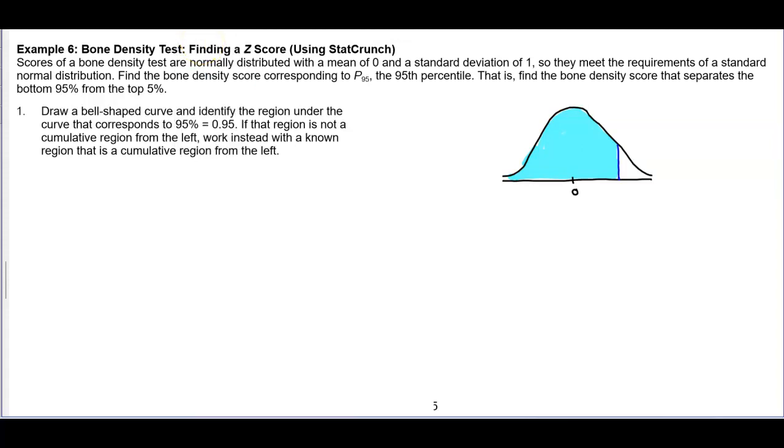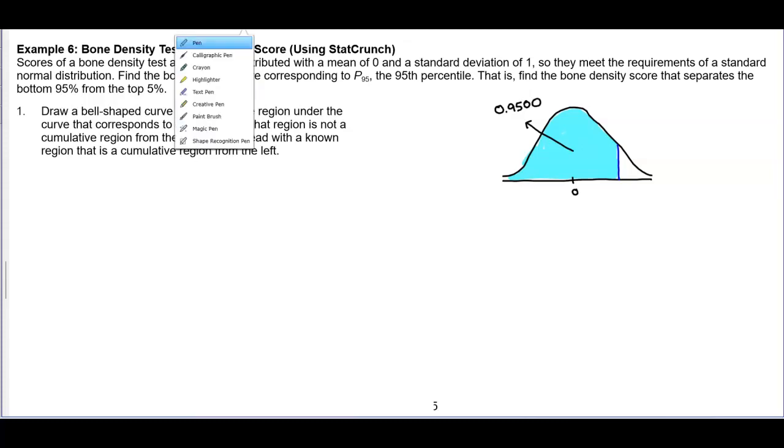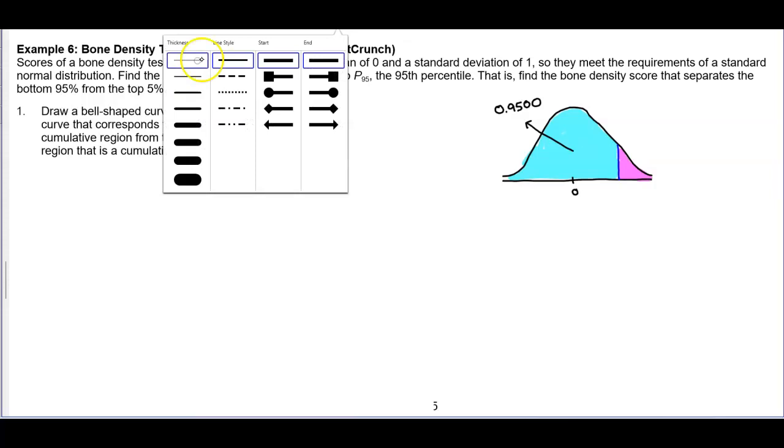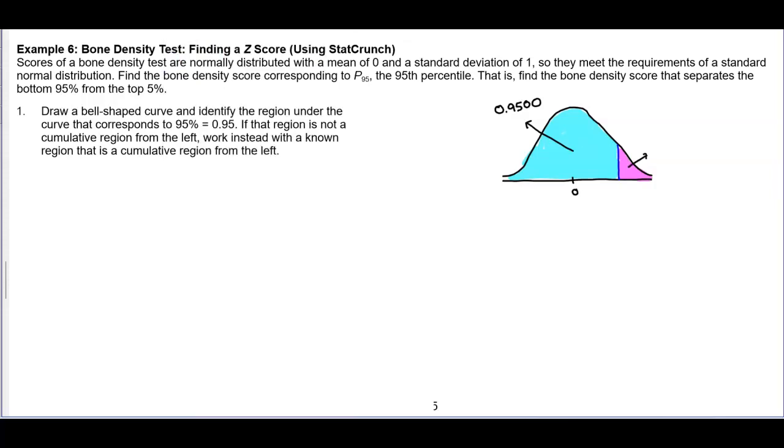We can say that this area in the blue represents the area of 0.95, or 0.9500. If we take a look at the area to the right of this, that represents the top 5%. 5% is the same thing as 0.05. What we are interested in is finding that z-score, so we're looking for the z-score that's associated with that.